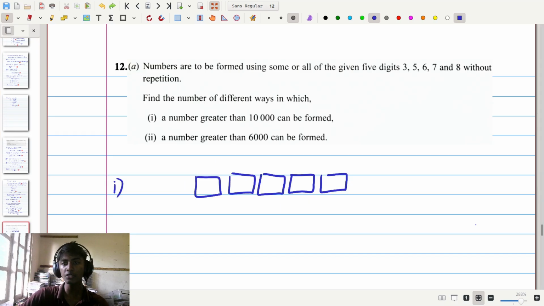Now considering the digits we are given, we can see out of the 5 digits, we cannot possibly create 10,000. And therefore, any number we create must be greater than 10,000. So no matter what order we put these 5 digits in, our number is definitely going to be greater than 10,000. So therefore, what the question is really asking is how many 5-digit numbers can we make using these 5 digits.